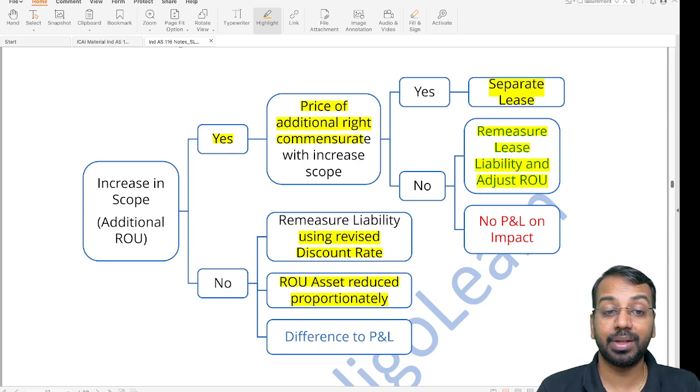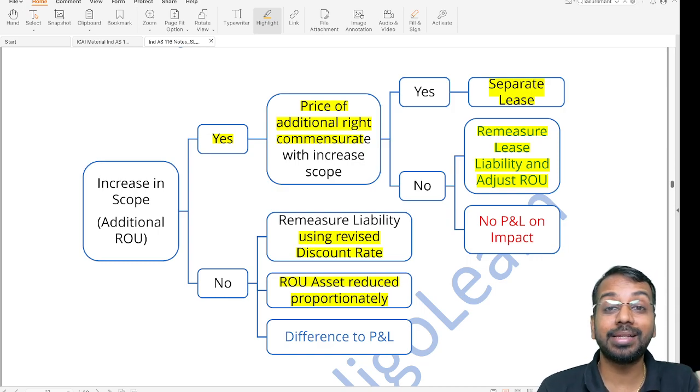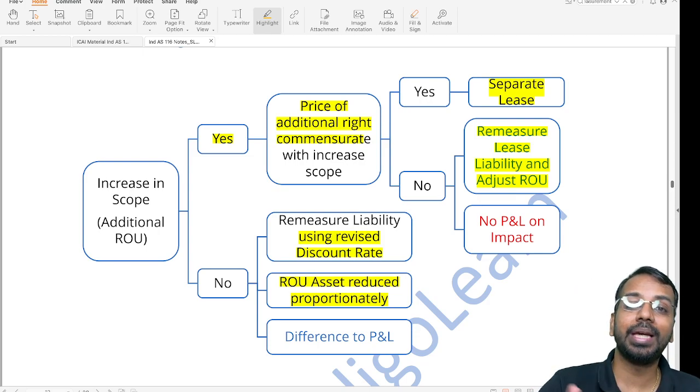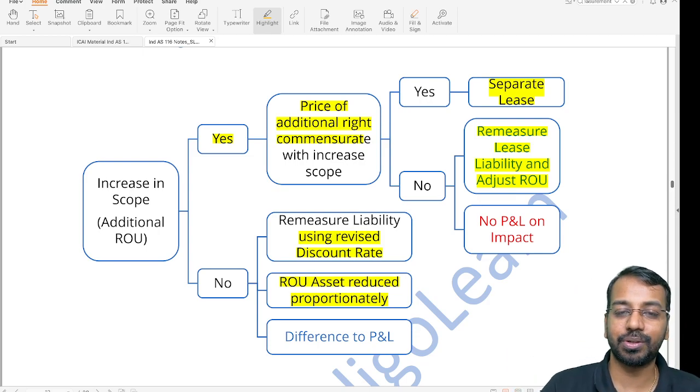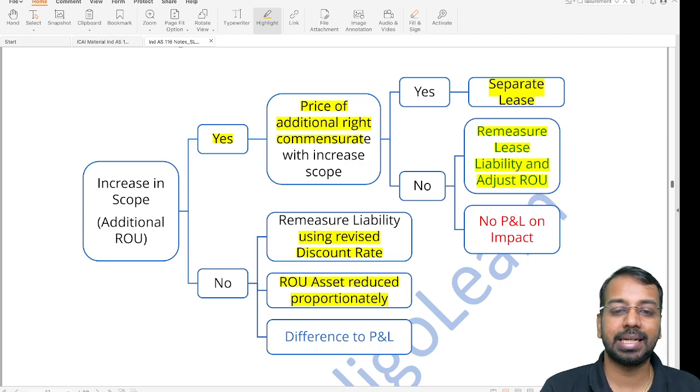Increase in scope, yes. Price commensurate, yes. Separate lease. Increase in scope, yes. Price is not commensurate. Remeasurement of lease liability and ROU asset. No P&L impact, because in the earlier question also you see whatever amount was charged to lease liability, the same amount was adjusted to right of use asset itself.